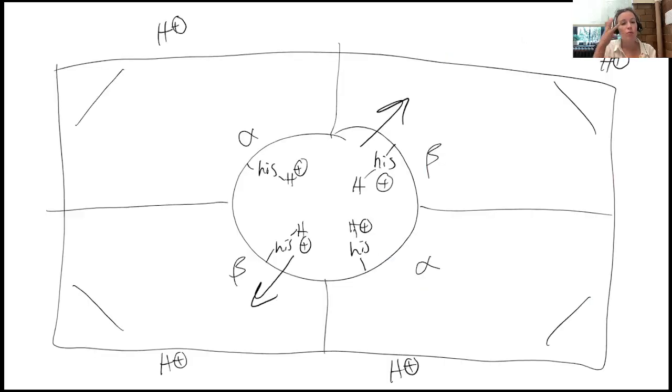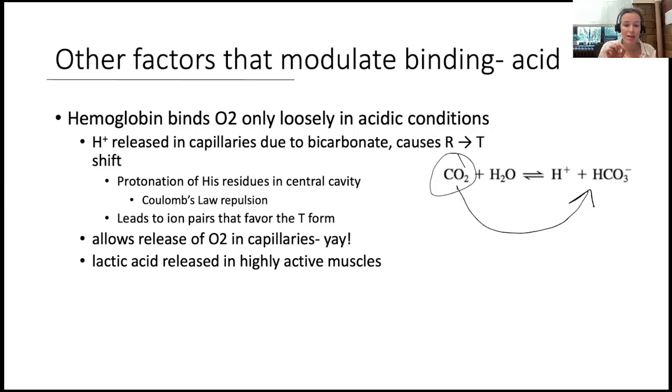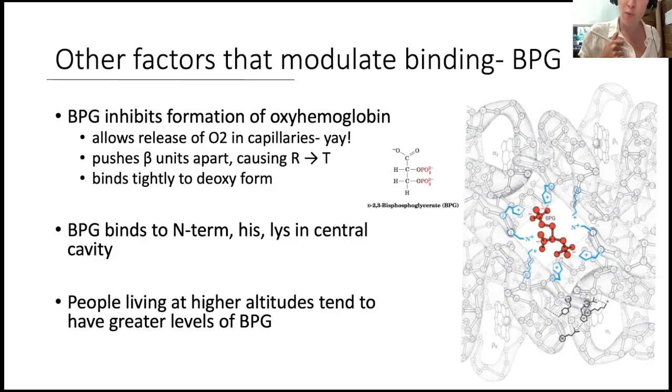So Coulomb's law, repulsion of like charges, leads to an R to T shift. Since the T state does not bind oxygen well, this means that the hemoglobin lets go of its oxygen and delivers it to the tissues where it is needed. That is case study number 1.